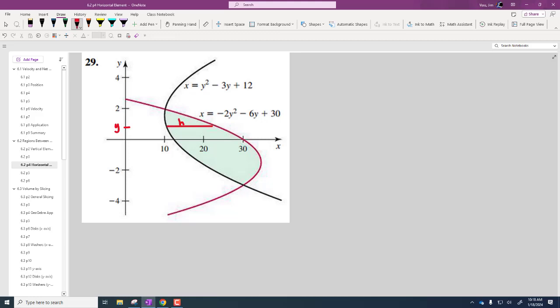Let me know if you're running into any snags. This one just looks more tedious than complicated. We've already isolated x for us, so we already have our functions measuring horizontal distances, so that's convenient.